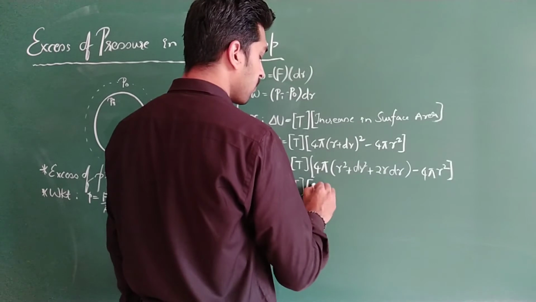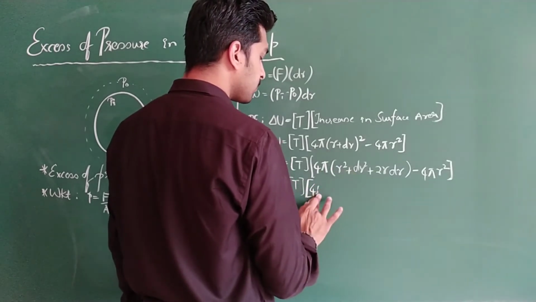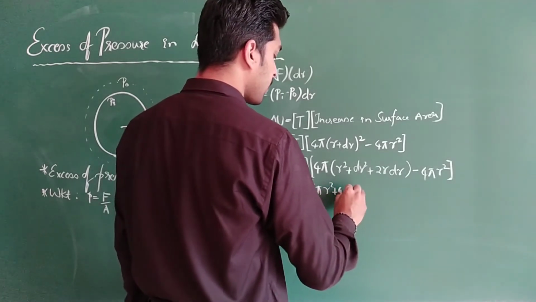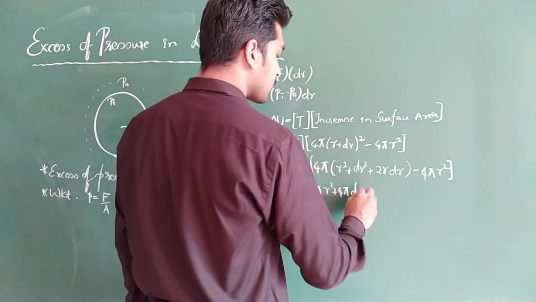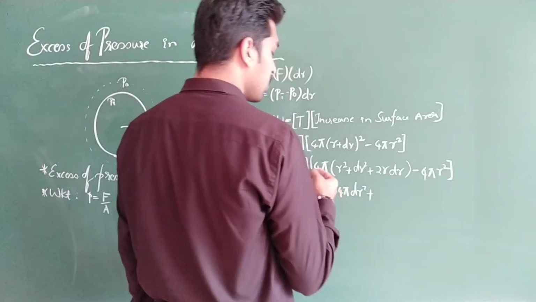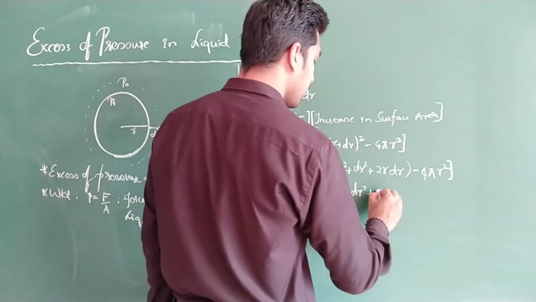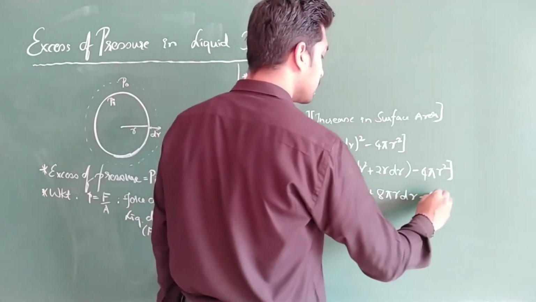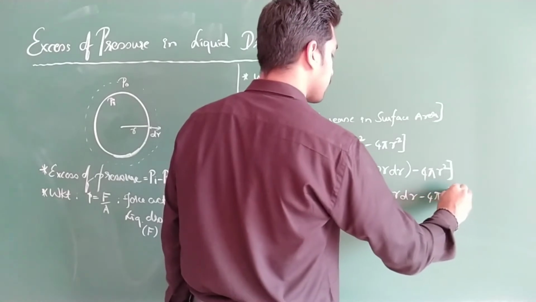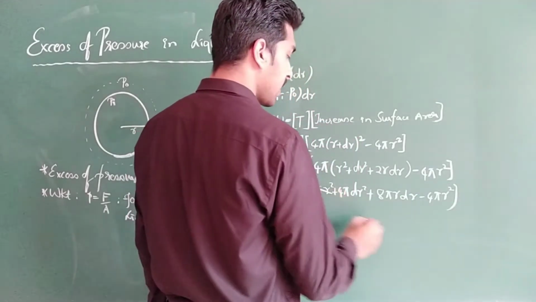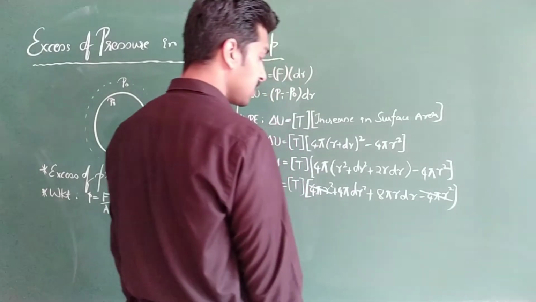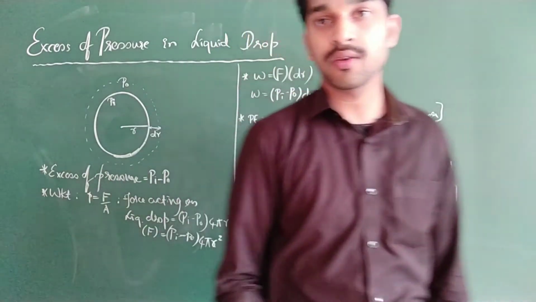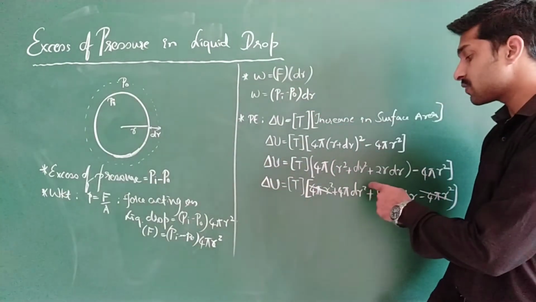Now 4 pi you can multiply inside: 4 pi r square plus 4 pi dr square plus 4 pi into 2r is nothing but 4 into 2, 8 pi r dr, minus 4 pi r square. So plus 4 pi r square minus 4 pi r square will cancel. So here you can concentrate on this dr whole square. Then one term here we are having dr square.